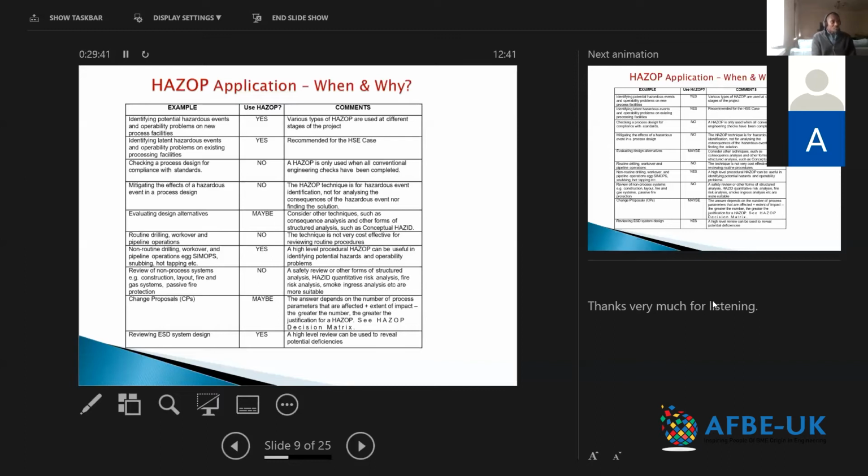If you're carrying out routine drilling, workover, or pipeline operations, no, a HAZOP wouldn't be suitable for that. It's not very cost effective. So if it's routine drilling operations, well, engineering people would tell you this: we do this every day. It's pretty standard what they do. There's nothing new in that. You don't need a HAZOP. You don't need to convene a team for 1 day, 2 days, 3 days to do a HAZOP for that.